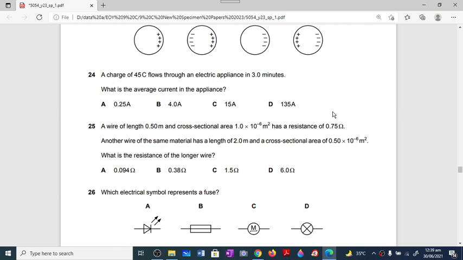Now he is asking what is the value of the current. So I is equal to Q by T. The value of charge is 45. The time is 3 into 60 because the time is given in minutes, so it should be converted into seconds. When you calculate this, you will get the answer 0.25 ampere. So option A is the valid option.